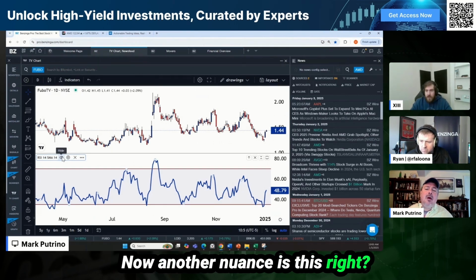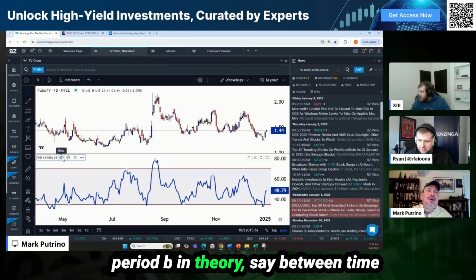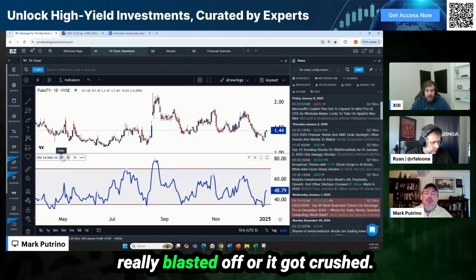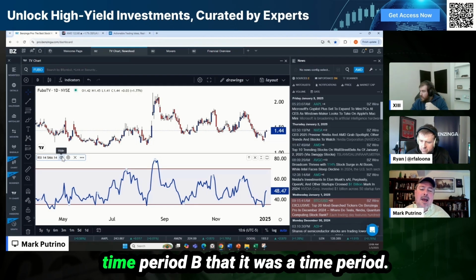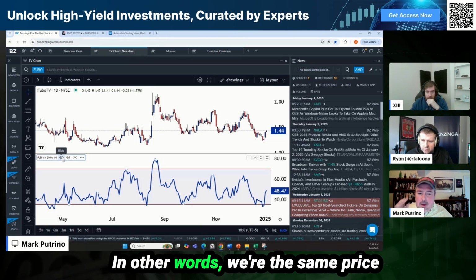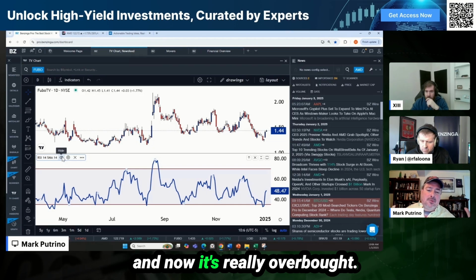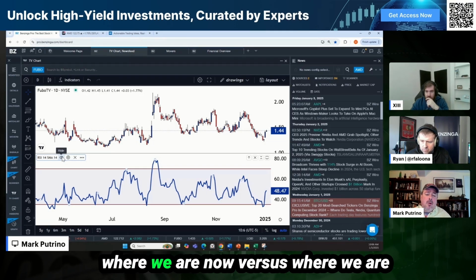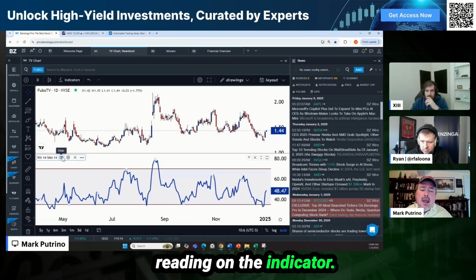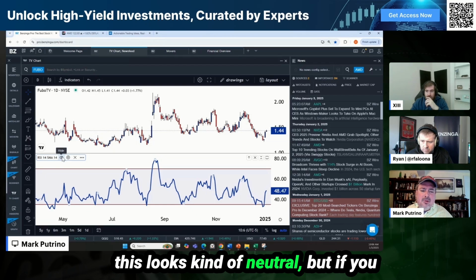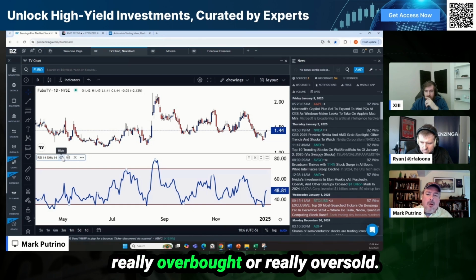Now, another nuance is this, right? Momentum is how much something has moved between time period A and time period B. In theory, say between time period A and time period B, the stock really blasted off or it got crushed. And then it ended up reversing and getting right back to the same price at time period B that it was at time period A. In other words, we're the same price now that we were 14 days ago, but in the last 2 weeks, this thing went down 80% and now it's really overbought. Well, the RSI indicator is just taking where we are now versus where we were then. So it could show up as a neutral reading on the indicator. And you might say, well, this looks kind of neutral, but if you understand the nuances, you can understand why it shows that it's neutral, even though it might be really overbought or really oversold.